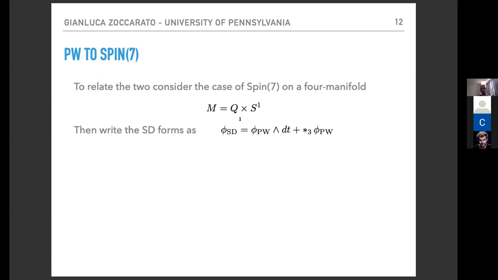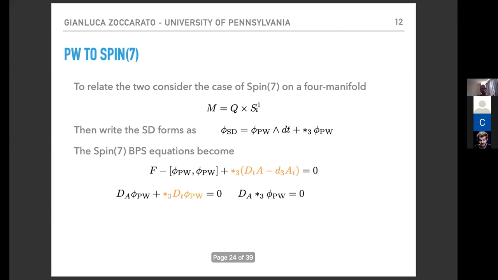You can write the spin 7 equations that take the following form. And the terms that I highlighted in orange are the extra terms with respect to Bender Weinhold. So when these terms are not present, you recover the Bender Weinhold system.